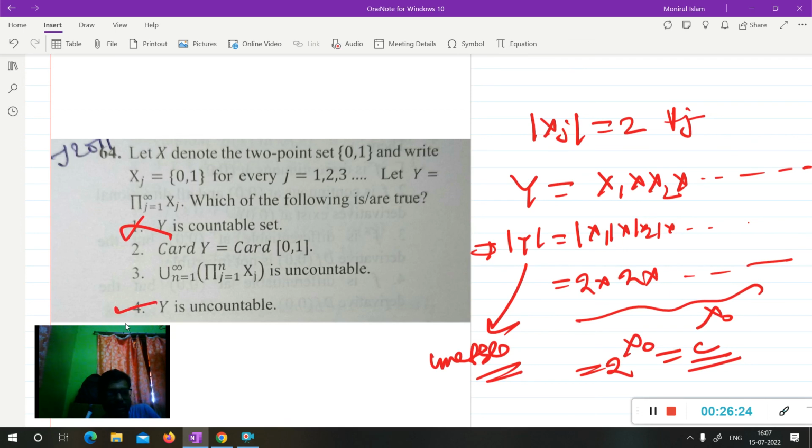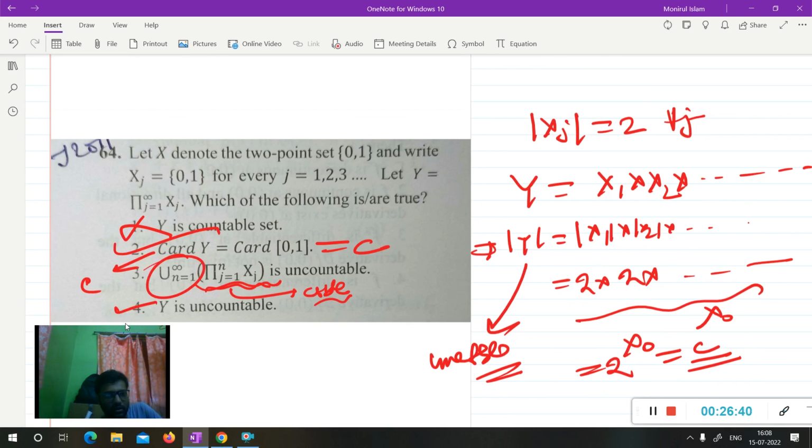Now this C, the cardinality of y is the continuum, and the cardinality of C is also the continuum, so this is equal. Now for the finite product of x1 and so on, a finite product of countable sets is countable, and there is also a countable union. A countable union of countable sets is countable, so it is countable, but it is saying uncountable, so it is incorrect. Hope you understand. So for this question the correct options are 2 and 4.